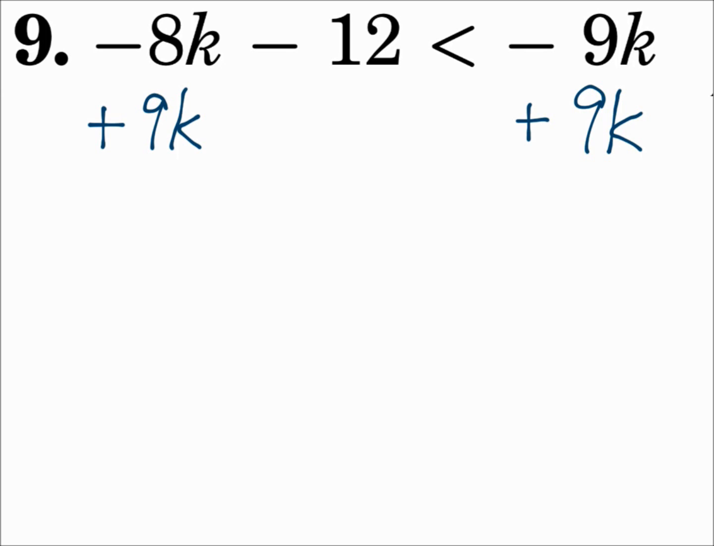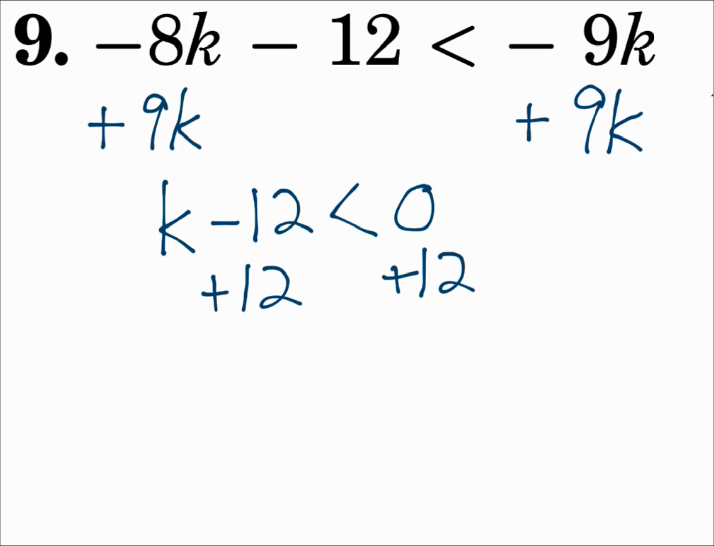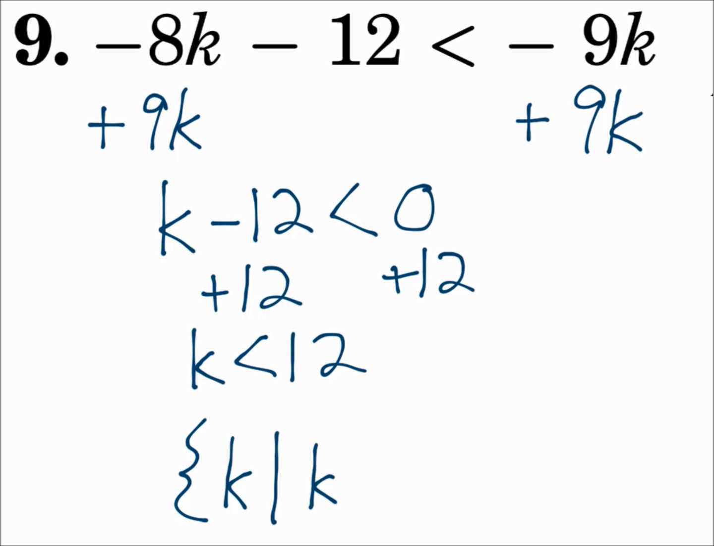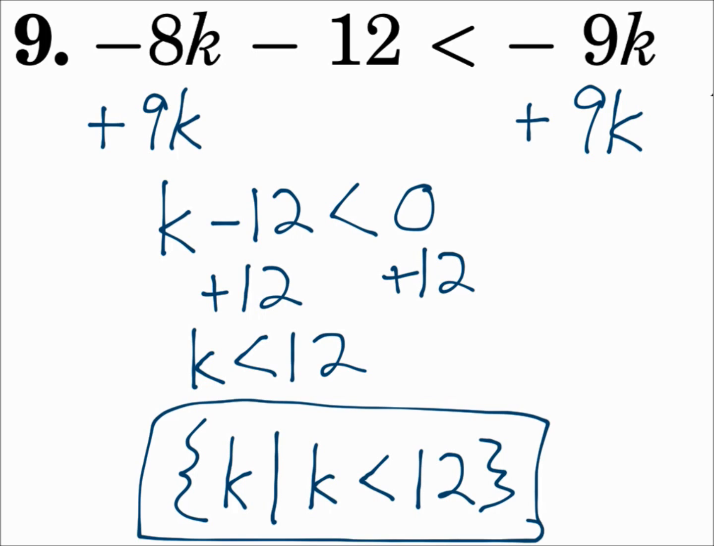Negative 8k plus 9k is 1k, or just k, minus 12, less than negative 9k plus 9k is 0. Now move the 12. It's being subtracted, so let's do the opposite and add it to both sides. You get k is less than 12, with a final answer of all k such that k is less than 12.